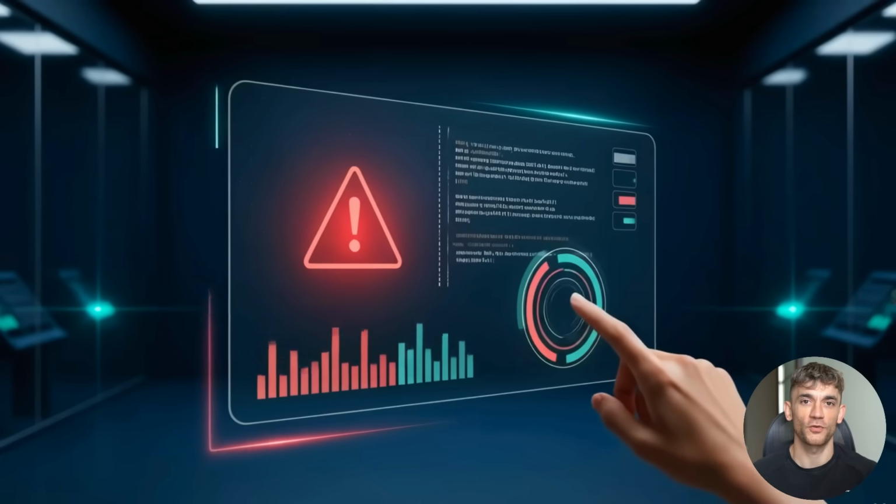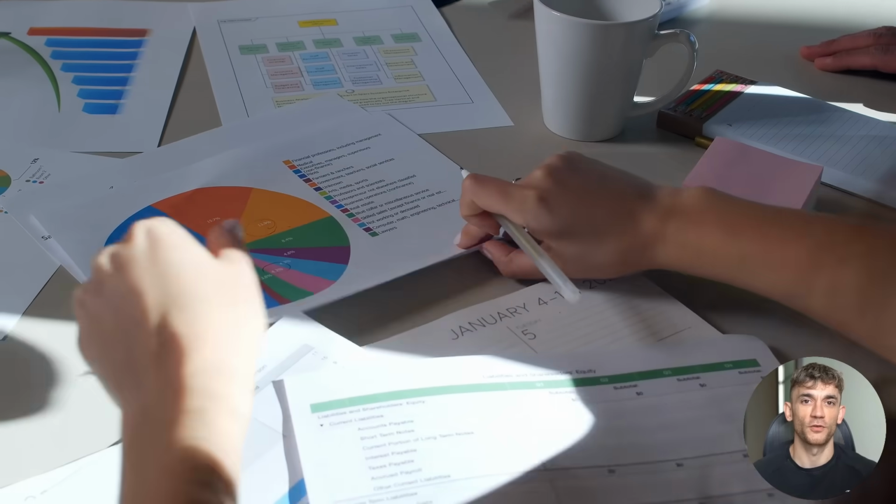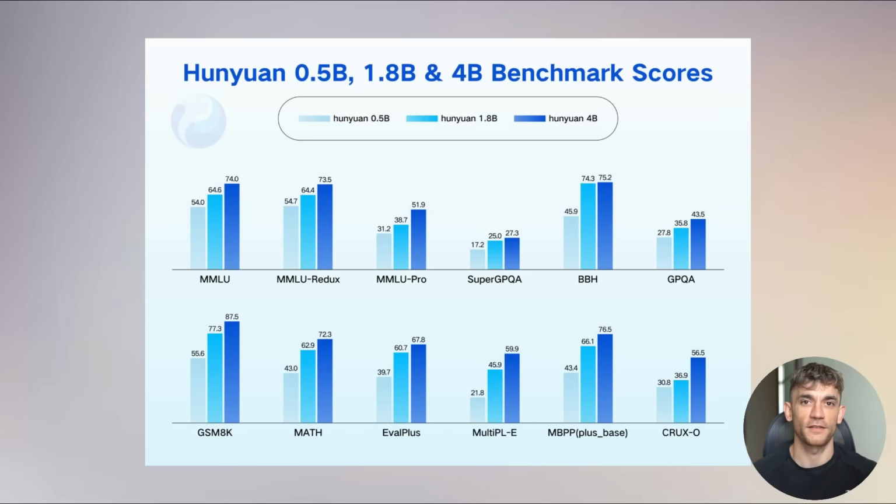Complete privacy, total control. Now let me show you why Hunyuan is specifically dominating in key areas. Mathematics. The 4B model scored 72.3 on the MATH dataset, which contains competition-level problems. Most open-source models can't break 50 on this benchmark. On GSM-8K, which tests grade school math, the 4B model hit 87.5. That's better than many models that cost thousands of dollars to train.